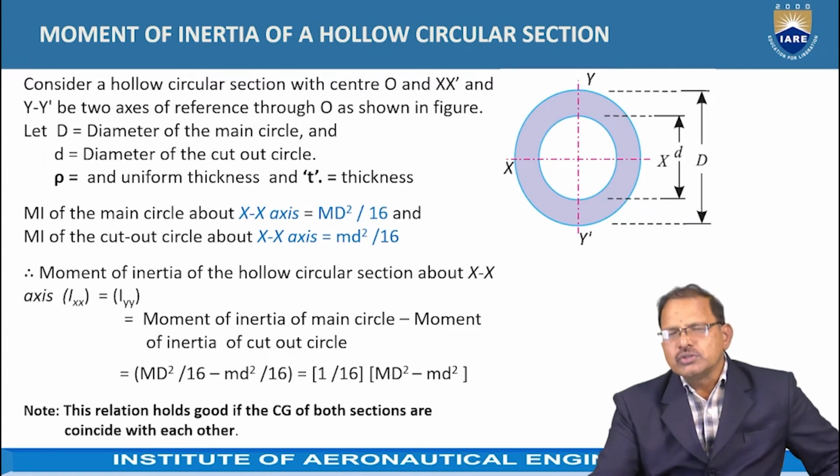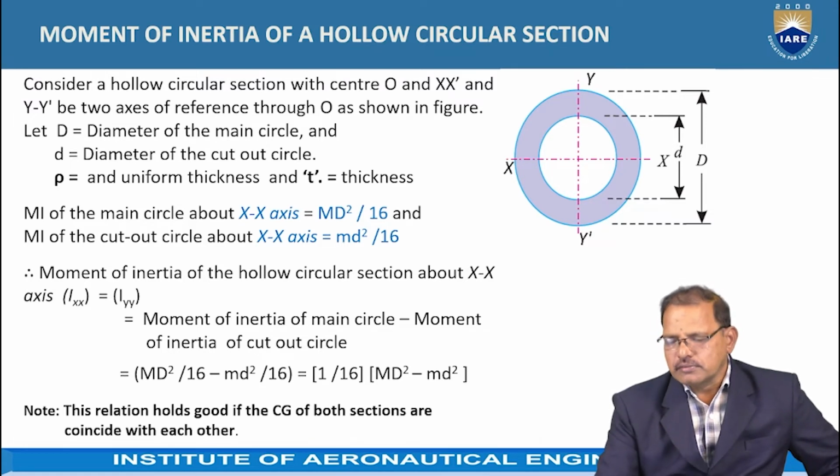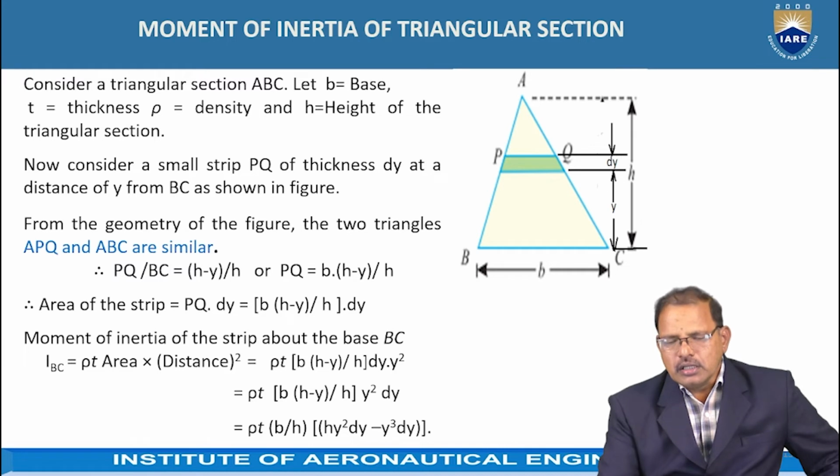So these relations hold good when the center of gravity of the outer circle as well as the cutout circle both coincide with each other. Now, the mass moment of inertia of the triangular section.